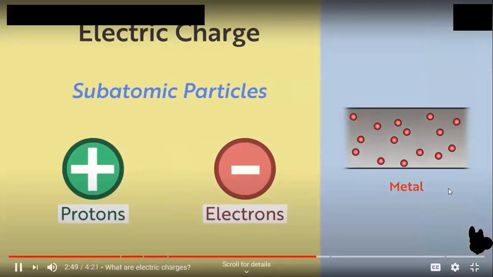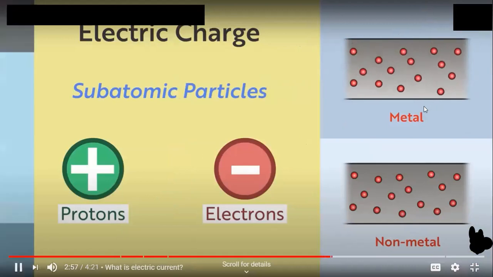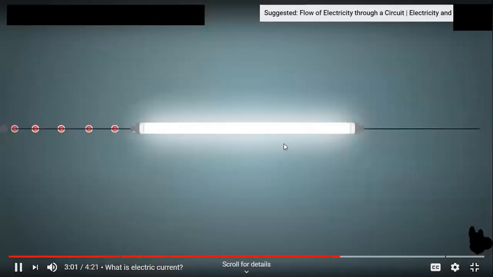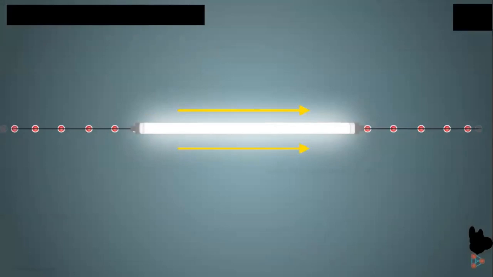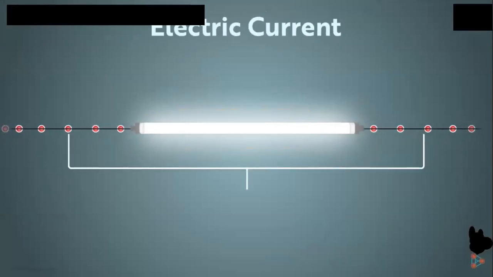See the metals and non-metals. In the metals, the charge always flows. In that bulb or in a tube light, how are the charges flowing? They are always flowing in one direction. The negative electrons are moving in that direction. This is known as the electric current.